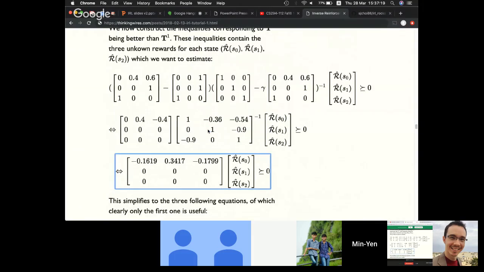There's only two actions, right? Blue or orange. Okay. And this is a transition probability, from state 1 to n, state 1 to n. It's corresponding to. Right, so it says here, these inequalities contain 3 unknown rewards for each state, the estimated reward for being in state S0, S1, and S2, which we want to estimate. So it looks most rewarding to be sitting in state S1 for this. Can I say that?